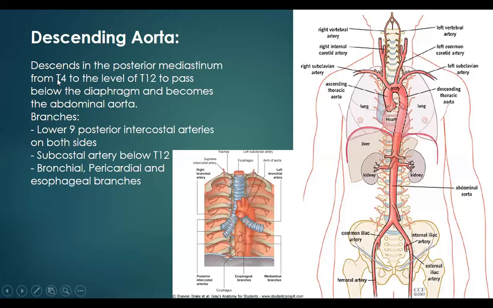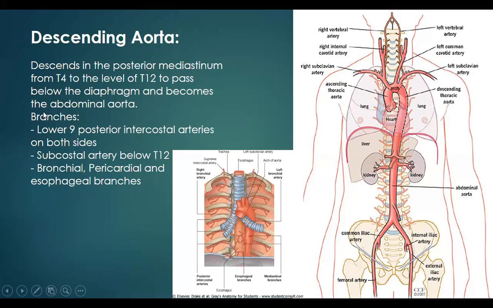Okay, so it begins at the T4 level and ends at the T12 level, passing below the diaphragm and becoming the abdominal aorta. Here is the abdominal aorta, which supplies all the structures in the abdomen, that is the liver, spleen, kidneys, all the intestine, as well as the other structures in the pelvis. So this is the descending thoracic aorta, beginning at the T4 level and ending at the T12 level.